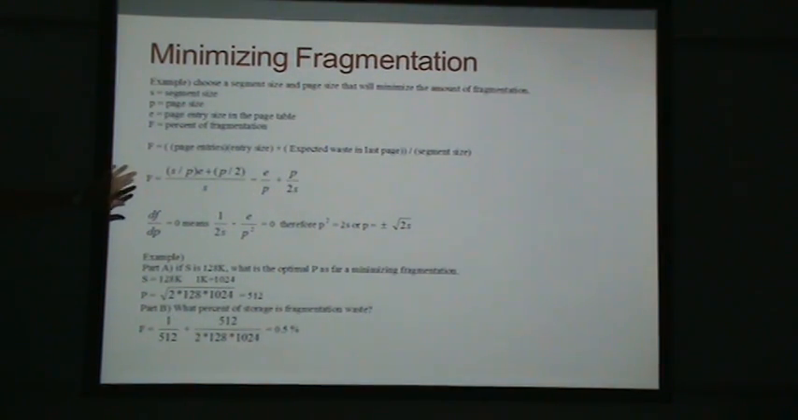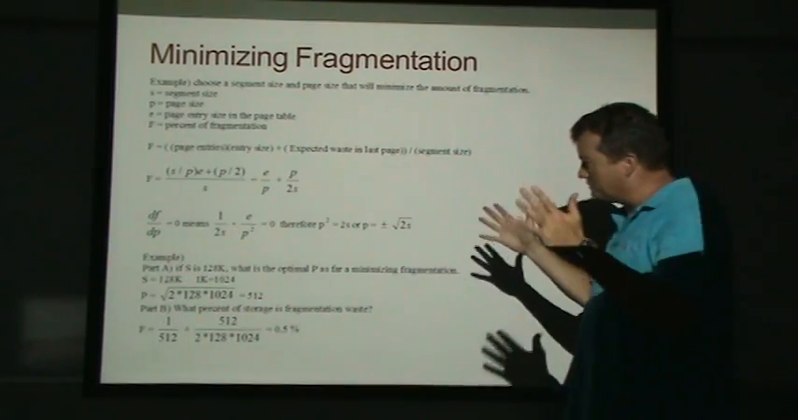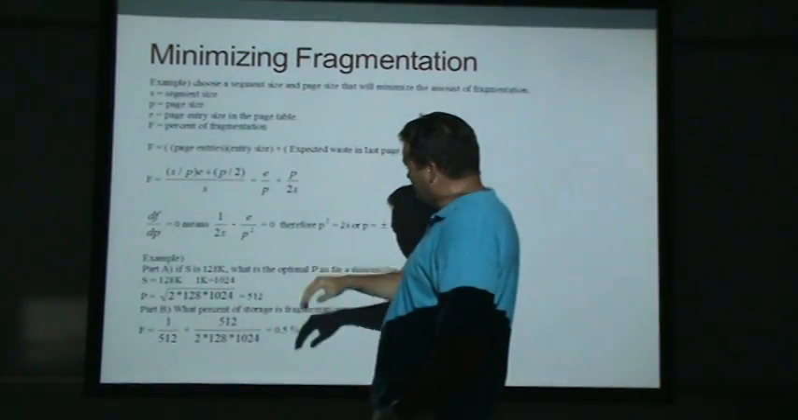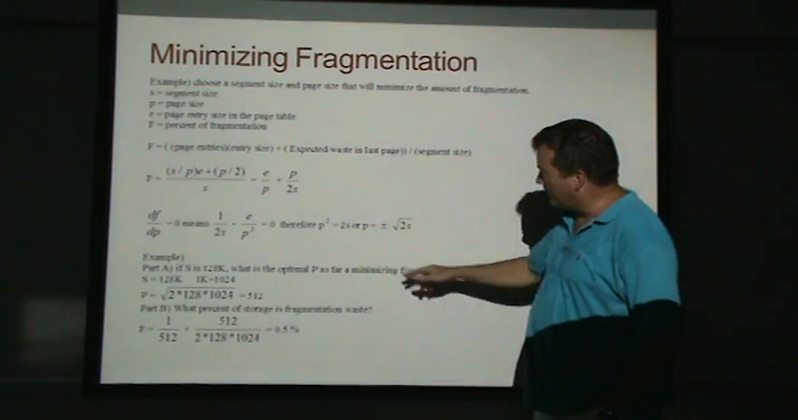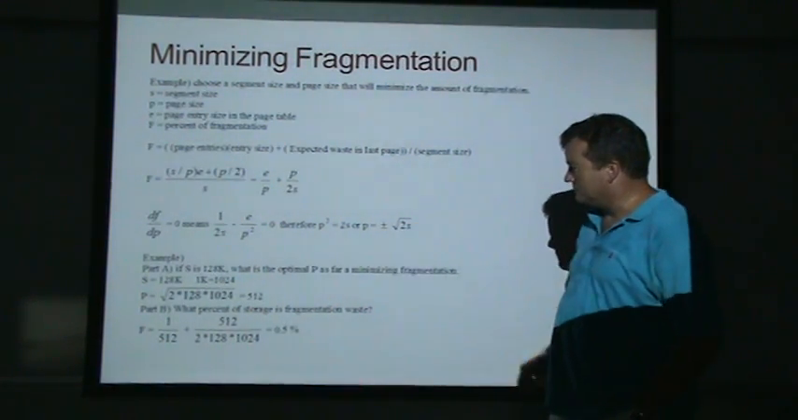Just a little refresher in calculus, you can take a derivative to find a relative maximum or relative minimum, and in this case we had a relative minimum. So if our goal was to find the page size which makes our segment have the least amount of fragmentation, we just take the derivative and set it to 0, and we end up getting that the page size is equal to the square root of 2 times the segment size.